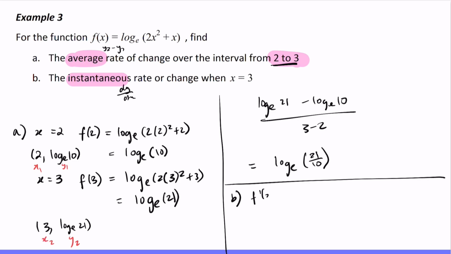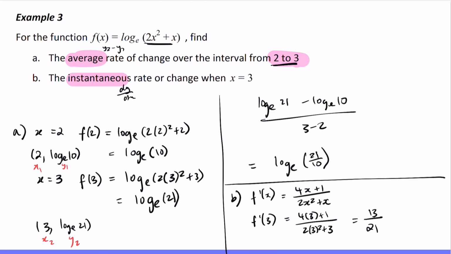So first of all, we're going to find the derivative. Now remember, when we derive a log, it's the derivative of the inside over the inside function. So the derivative of that is 4x plus 1, and then that's just 2x squared plus x. And then we want to find the derivative when x is equal to 3. When you work that out, that's going to be 13 over 21.